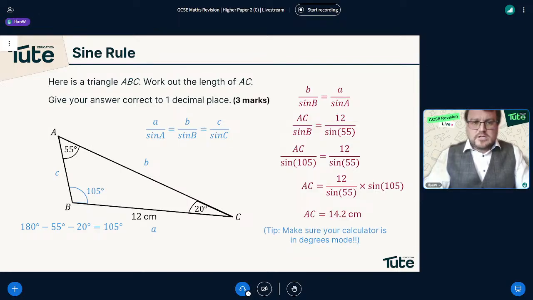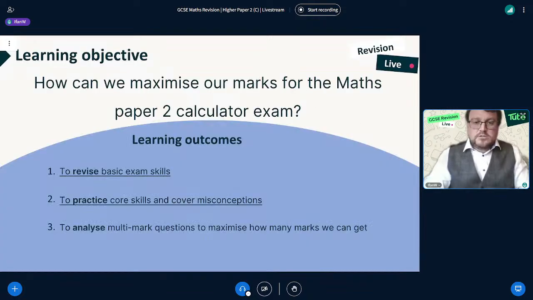Make sure your calculator is in degrees mode, not in radians, degrees. Do it. Do it tonight. Pause. Do it now. Right then, we've come to the end of the second part to practice core skills and cover misconceptions. I hope I've done that as much as I can.